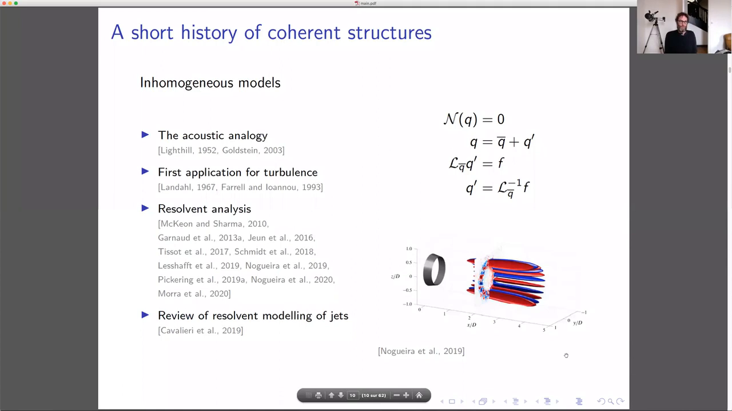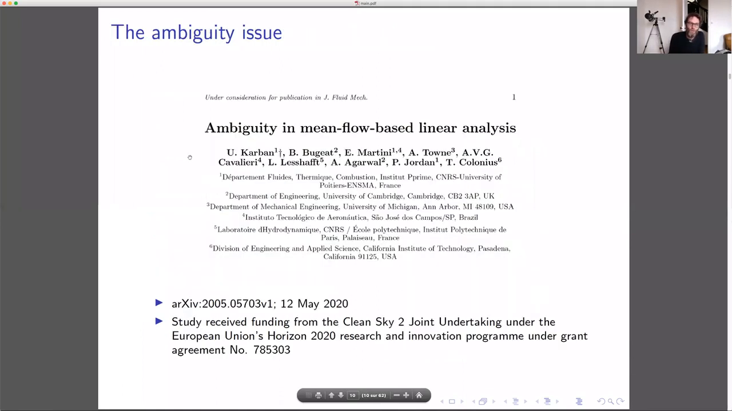Okay, so that's the short history, and that brings me into the first of the studies I'd like to discuss, which talks about an ambiguity issue, which we discovered last year, or in fact I should say we rediscovered it, because this is something that we knew already from aeroacoustics. I'll talk a little bit more about that as we progress through this. The work was led, and the heavy lifting was really done by Ur Carbon, who's a postdoc working with us in Poitiers. And this was funded by the European Union through the Clean Sky 2 program.